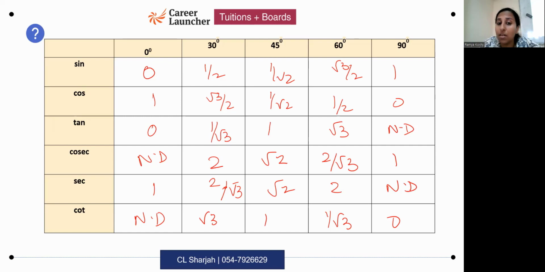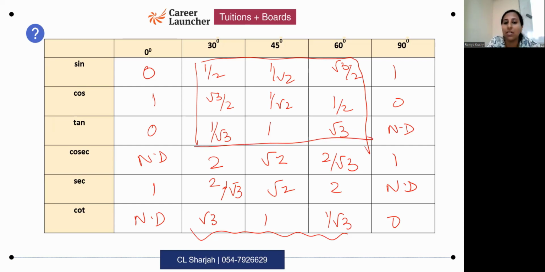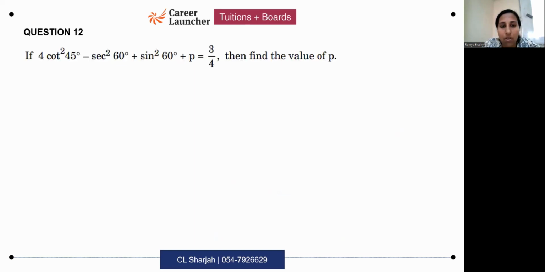These values are very important for this chapter, also for the application of trigonometry chapter. These 3 columns, and especially these 9 values, are extremely important. Sine, cos, tan of these 3 angles, those 9 values would be the most important ones. Quickly, let's get to solving a few questions.